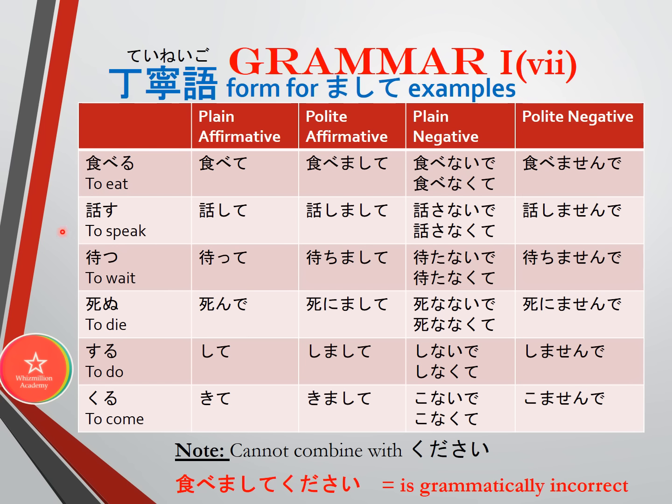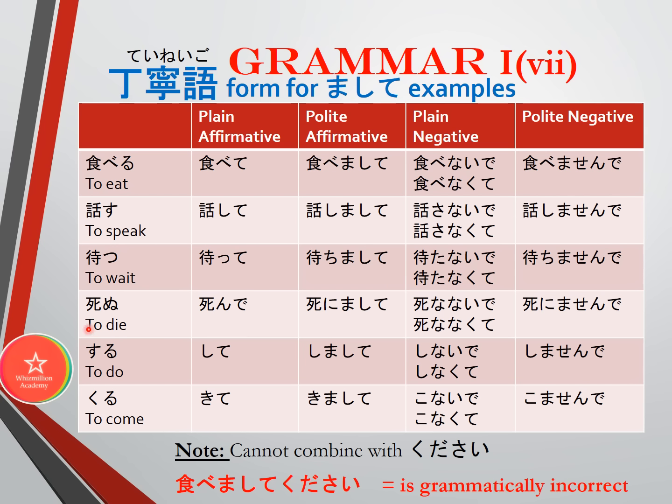Matsu, to wait. Matte. Machimashite. Matanaide. Machimasen de. Matanaide means not able to wait. Matanakute. This normally comes with narimasu. Matanakute narimasu.